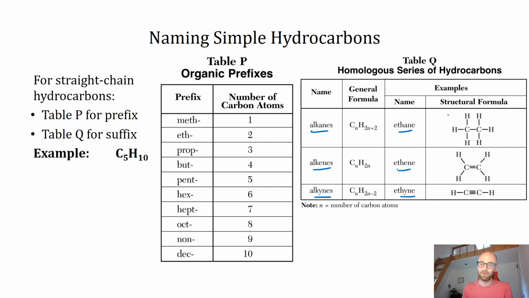For an example, found on table Q so you can follow along, there are 2 carbons, so our prefix would be eth. This is a member of the alkane family, so it ends in ane, so that is ethane. The second example is ethene, and the third example is ethyne. I pronounce it differently to make sure there's a difference between the E and the Y. As a quick practice, I give you a formula here, C5H10. What is it? Name it.